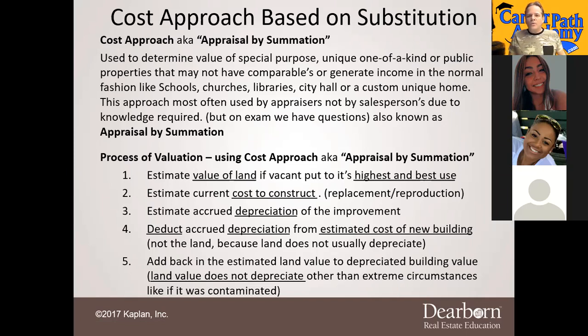So the last sentence in the last paragraph on this page, we're going to highlight, the cost approach, before the numbered list. The cost approach is sometimes called appraisal by summation. And then they've got these 5 steps here in the book as well.